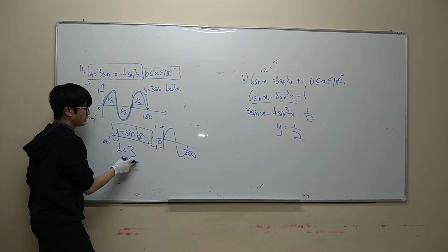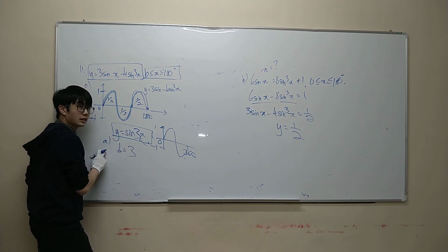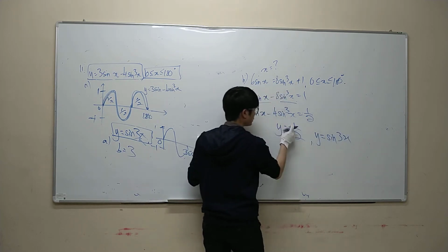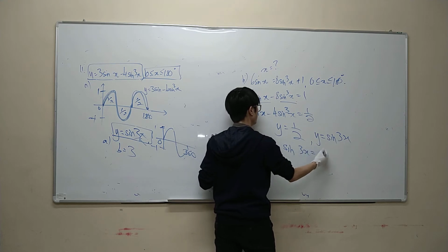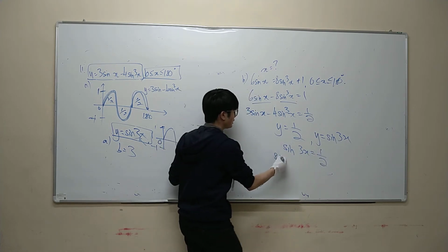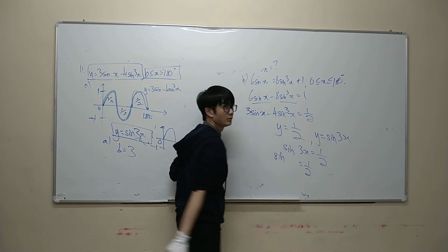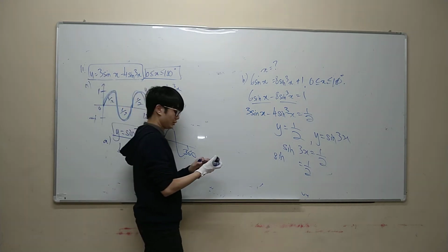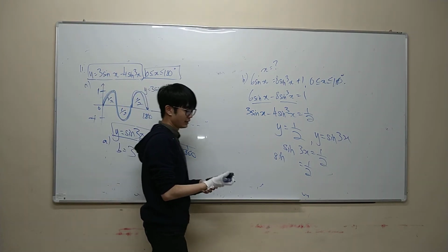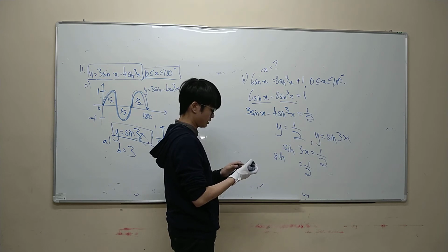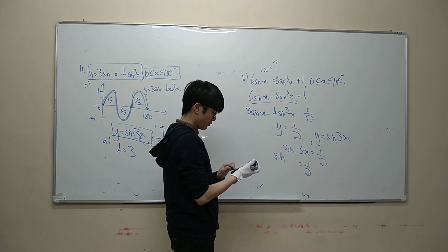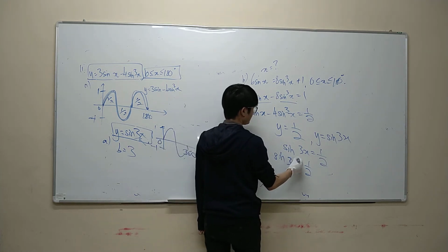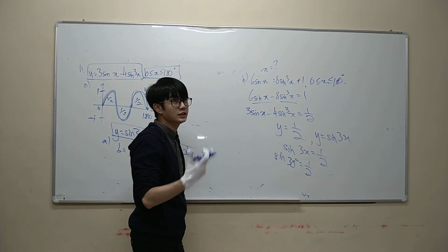So y equals sin 3x, you know b is 3. So y equals 1 over 2, and y equals sin 3x means sin 3x equals 1 over 2. And I can find the shift sin of 1 over 2 and find out what the reference angle is. So what is shift sin 1 over 2? Shift sin 1 divide 2 is 30 degrees. But this is not the answer. You have to consider the quadrants.